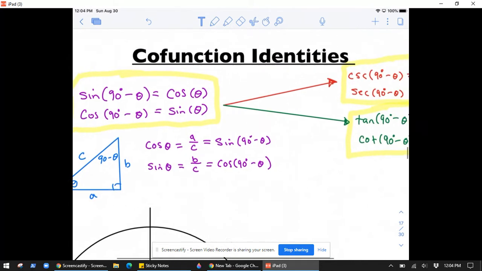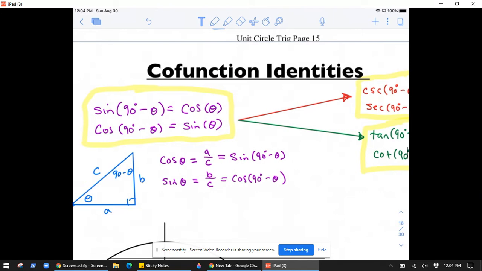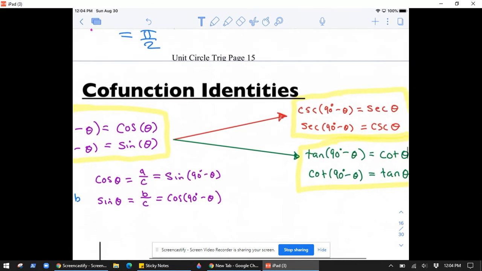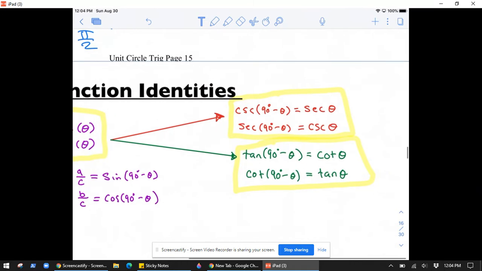And then to get the other sets of two, you want to use the fact that the reciprocal of sine is cosecant and the reciprocal of cosine is secant. So by reciprocating both sides, you get that identity.